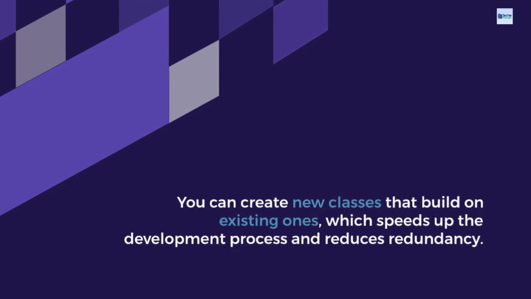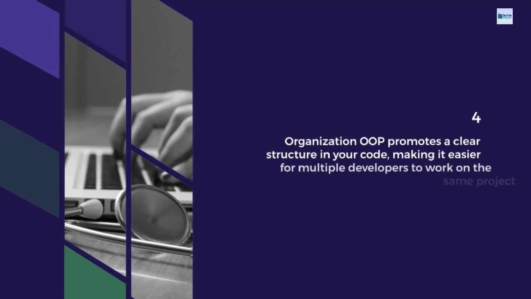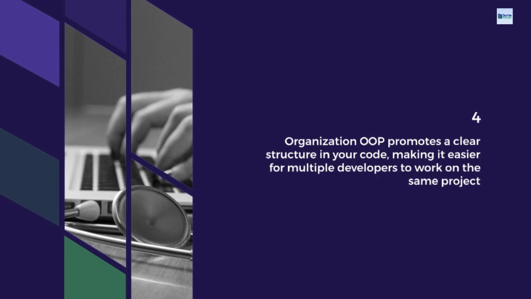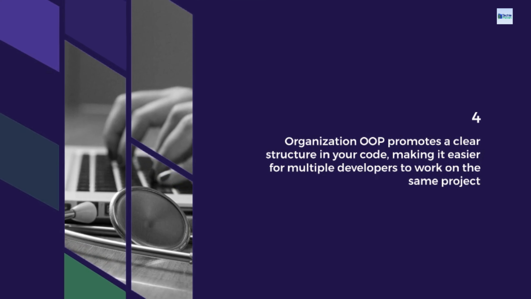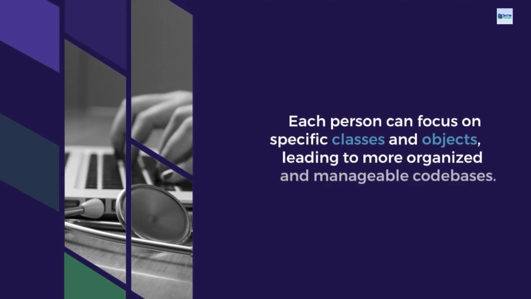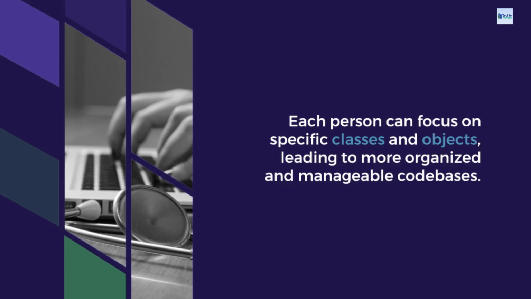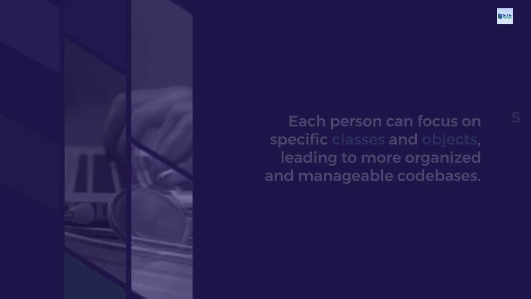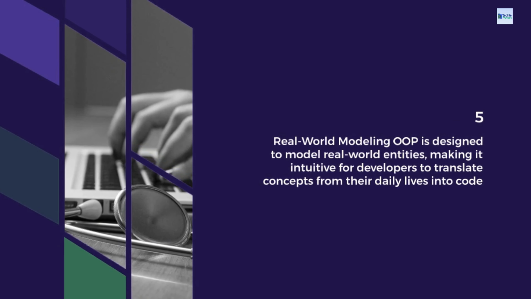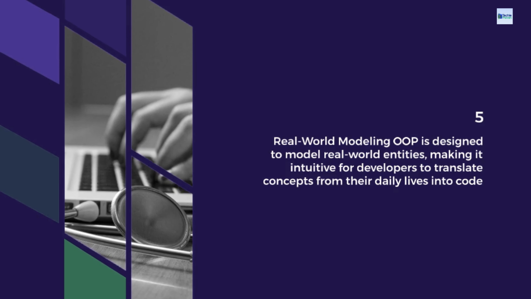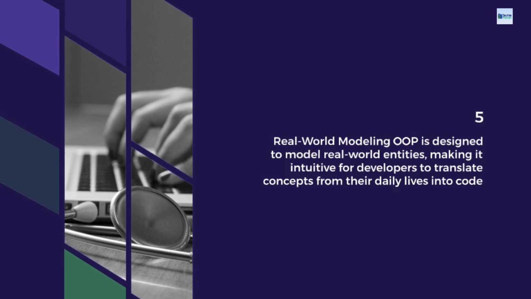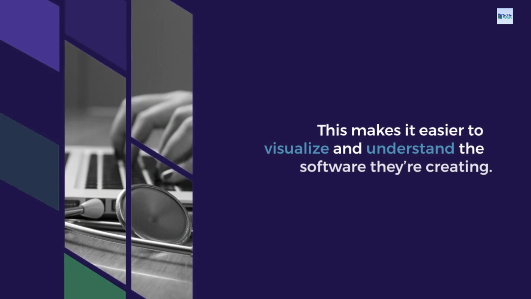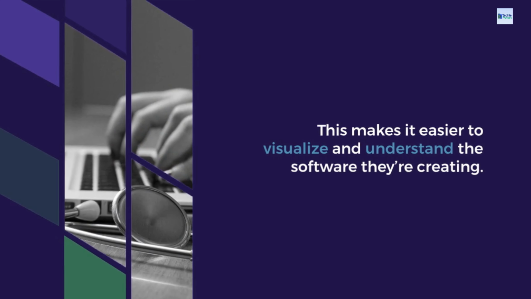4. Organization. OOP promotes a clear structure in your code, making it easier for multiple developers to work on the same project. Each person can focus on specific classes and objects, leading to more organized and manageable codebases. 5. Real-world modeling. OOP is designed to model real-world entities, making it intuitive for developers to translate concepts from their daily lives into code. This makes it easier to visualize and understand the software they're creating.